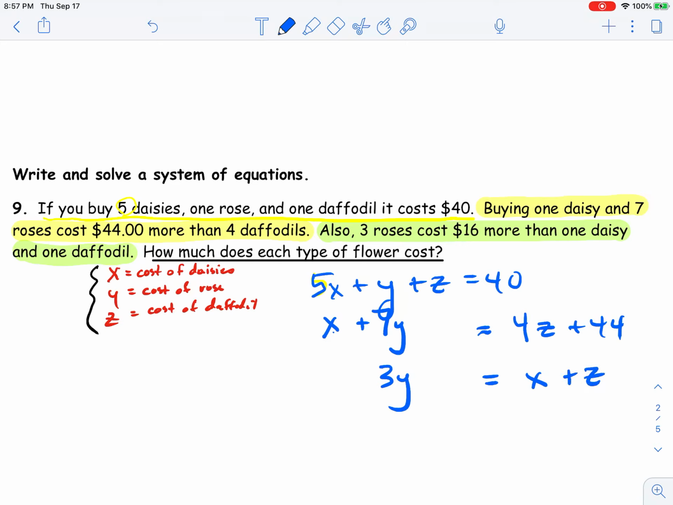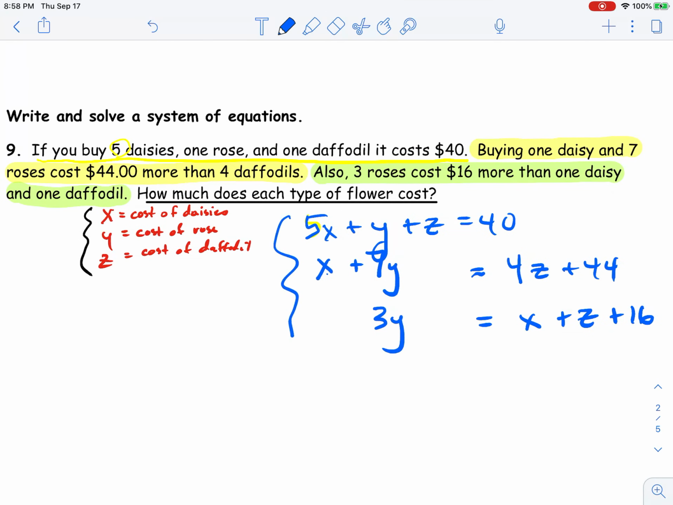So what we have to do is figure out, okay, what 3 roses cost $16 more. There's more dollars on this side, so if I add 16 over here, there I end up with my 3 equations. I'm going to let you take it from there and choose, what's A, B, and C. Choose what you want to eliminate, and what you should find is that I think that the daisies are $5, the roses are $9, and the daffodils are a measly $6. So that's our X, Y, and Z.